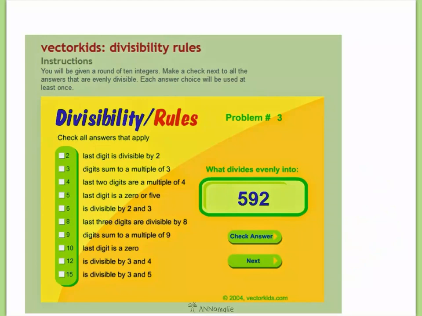The next 2 slides cover the divisibility rules. You can go over them in your own time.